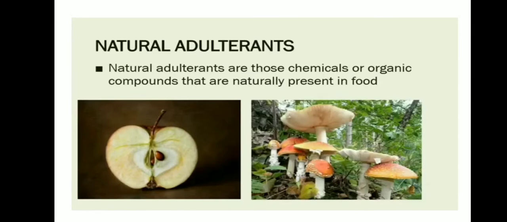First, natural adulterants. Natural adulterants are those chemicals or organic compounds that are naturally present in the food. For example, take apple. See, apple contains a seed which has got prussic acid naturally in it. Not only apple, cherry. So these kind of fruits contain seeds which are poisonous in nature. This is not added intentionally. It is naturally present in the fruit. What acid is present in the apple? Seed of the apple, prussic acid.